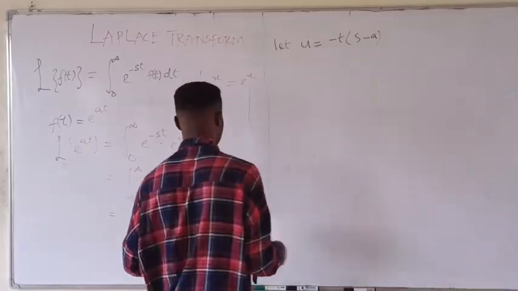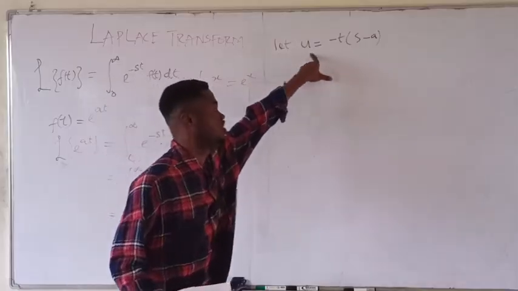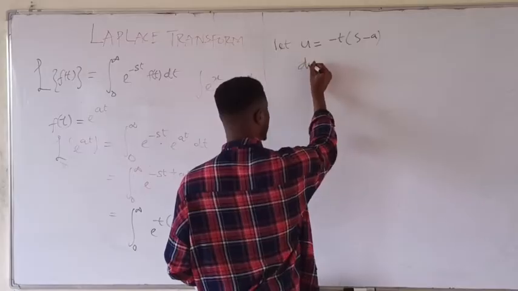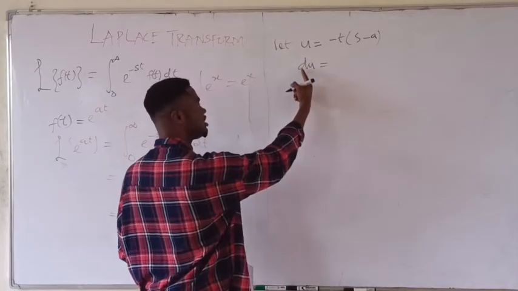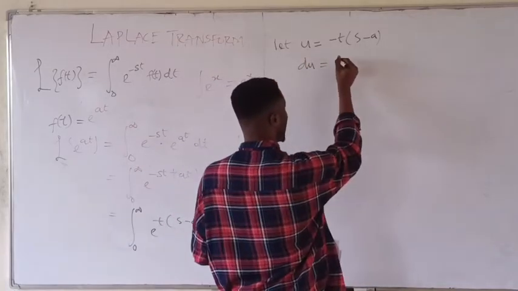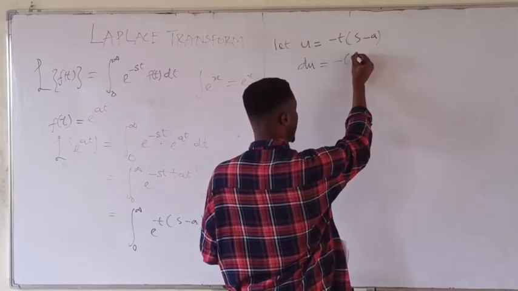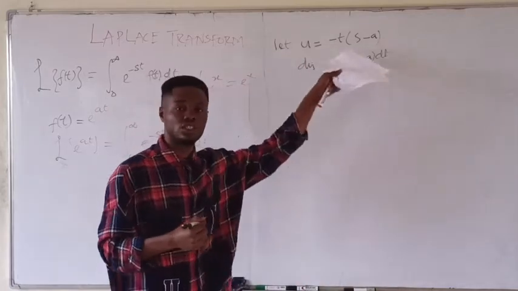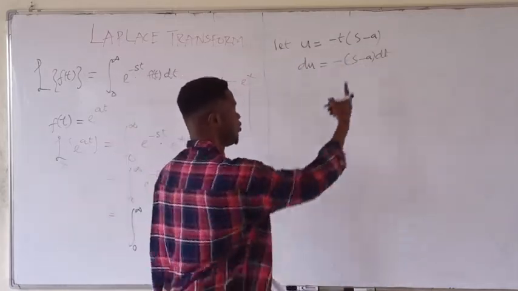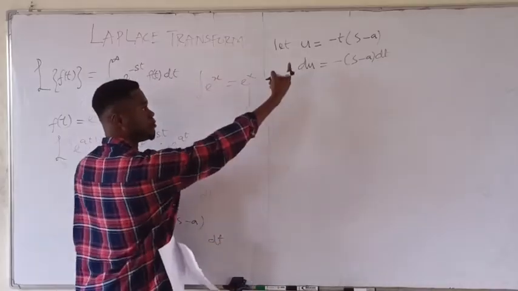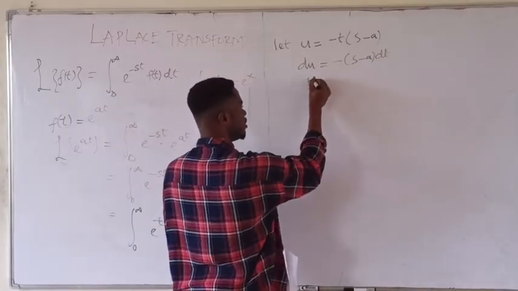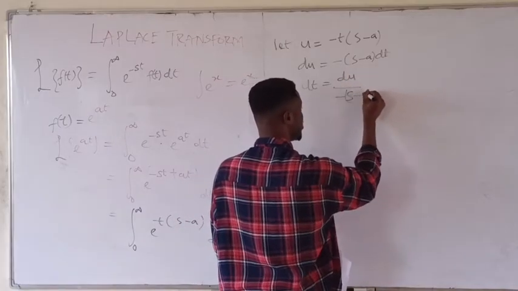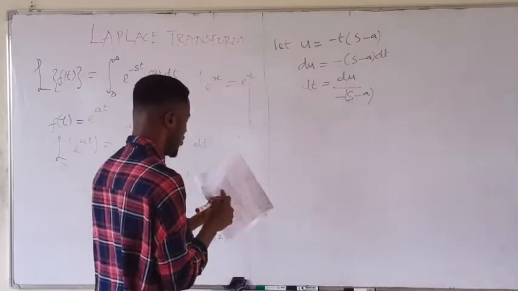The only relationship that can make us change dt to du is by differentiating this term. If you differentiate this term, you are going to have du equals, and differentiating t will just give 1, so what we are left with is minus (s minus a) dt, right? From here, we need to get the value of dt in terms of du. So dt is equal to du divided by minus (s minus a).